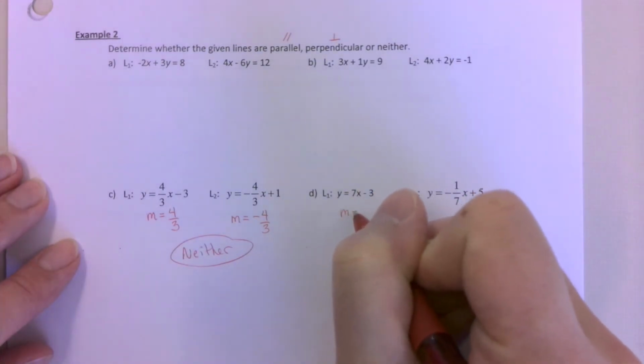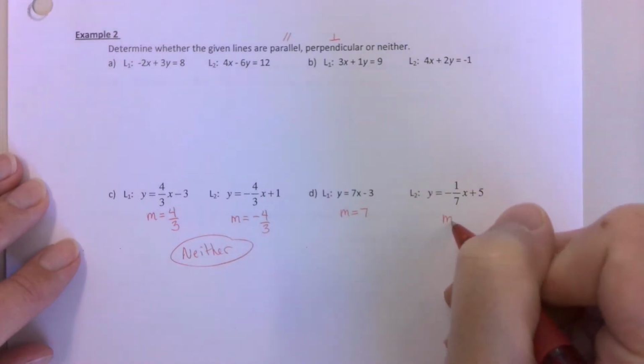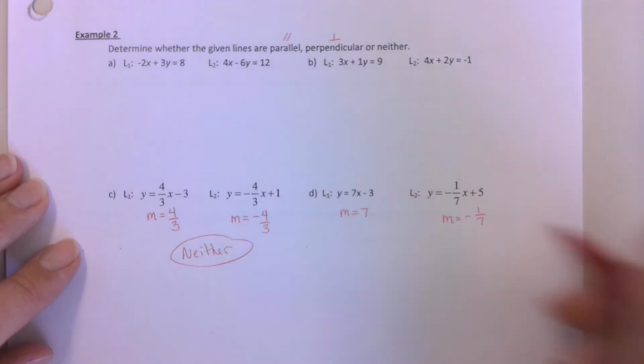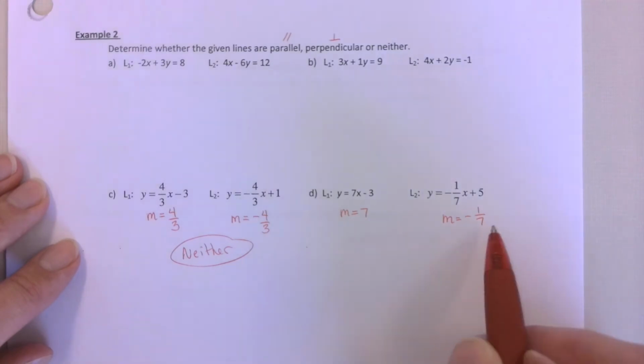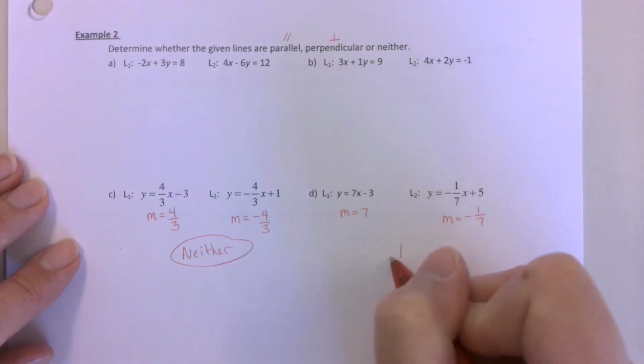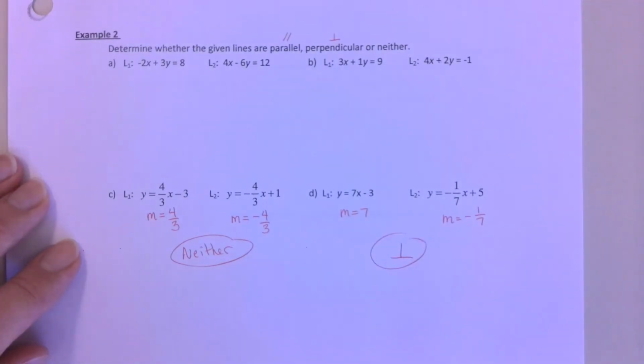The first slope is 7. Line 2 slope is negative 1/7. And so these are opposite reciprocals. So 7 over 1, negative 1/7. That means these are perpendicular. All right, so I have to come back up to A and B. There's a little more work to do.